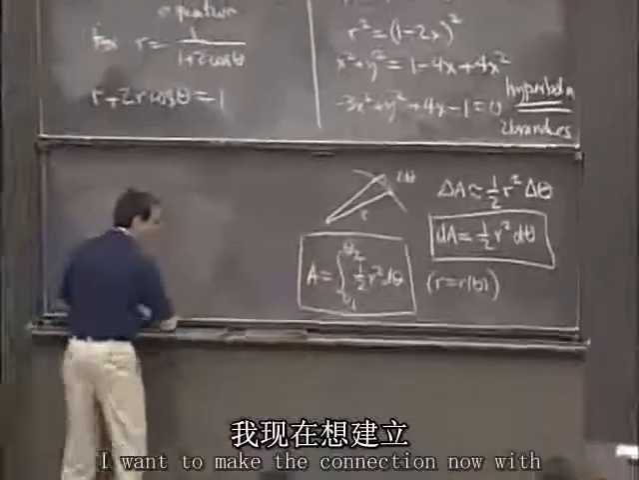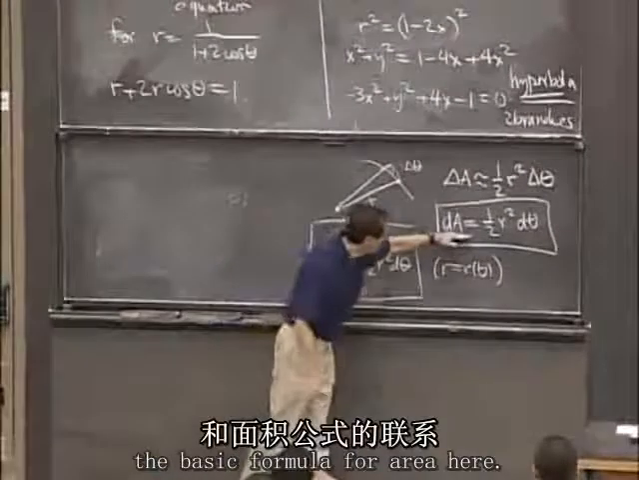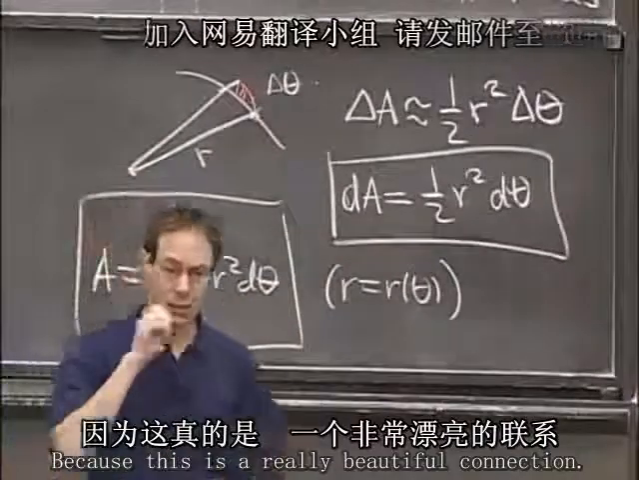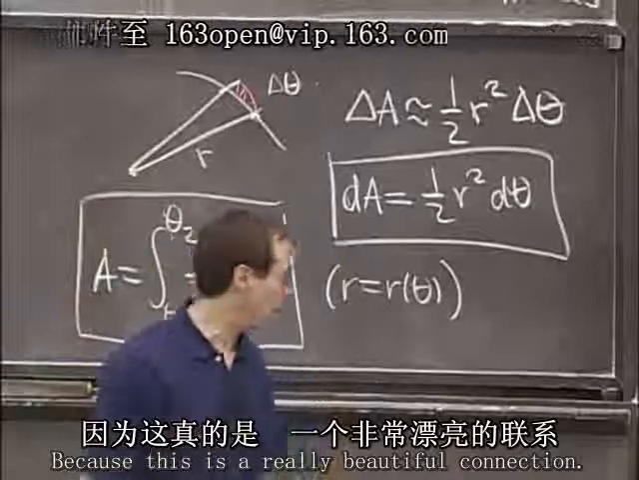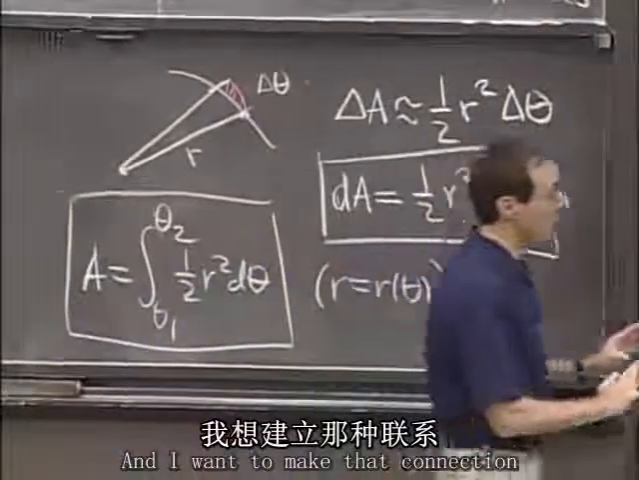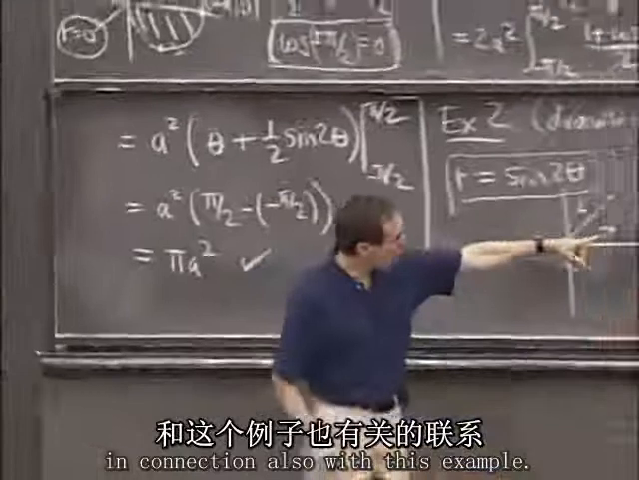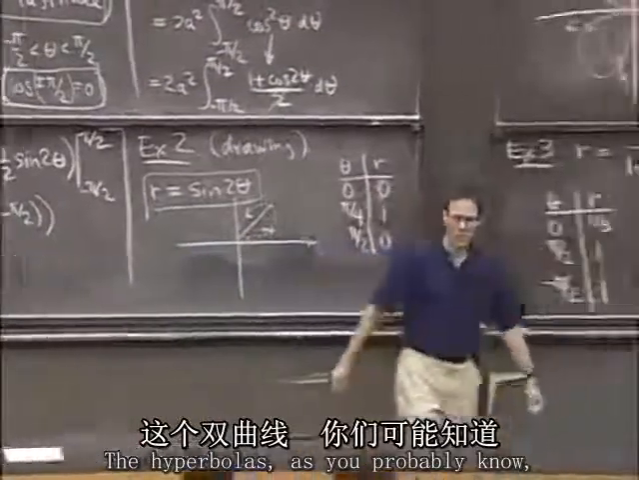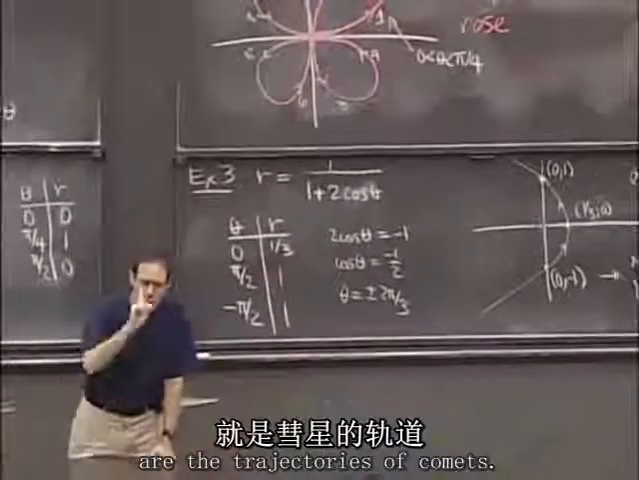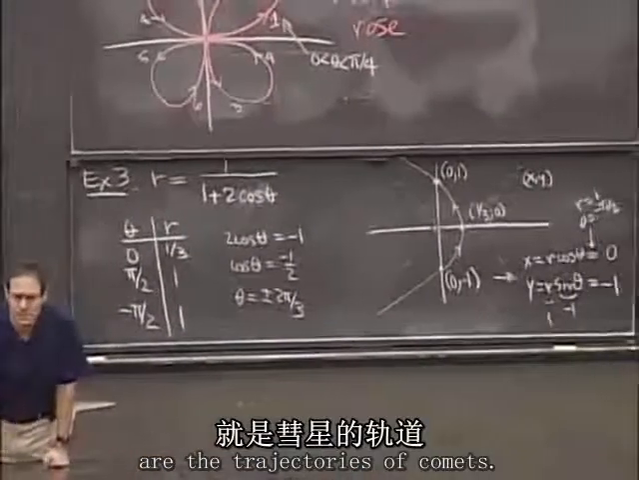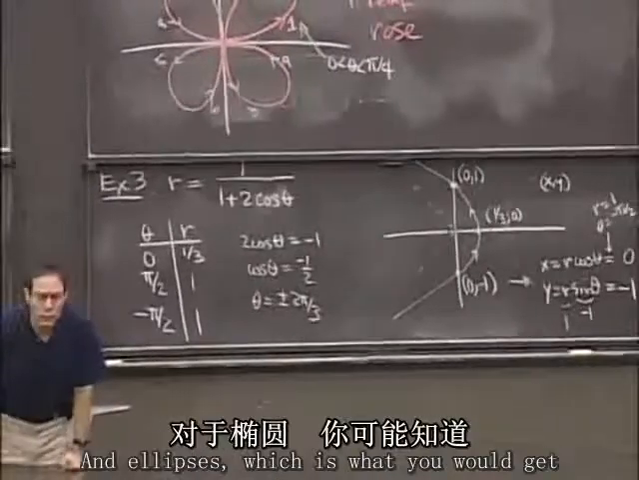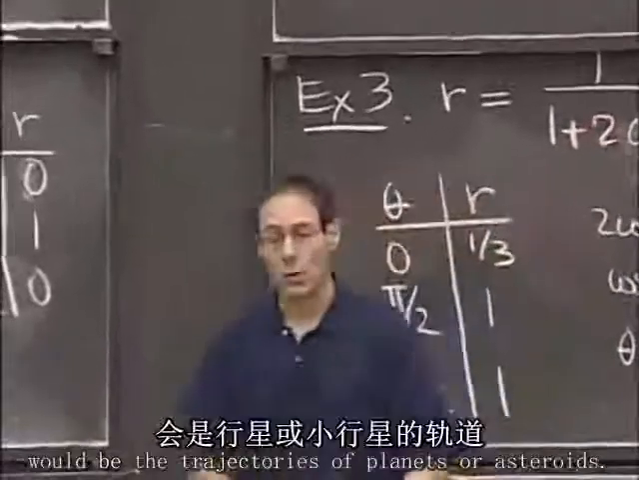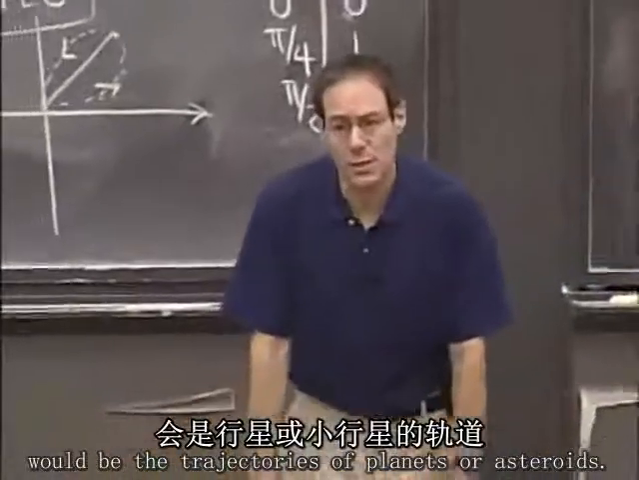I want to make the connection now with the basic formula for area here, because this is a really beautiful connection. And I want to make that connection also with this example. The hyperbolas, as you probably know, are the trajectories of comets. And ellipses, which is what you would get if you put a half here instead of a 2, would be the trajectories of planets or asteroids.